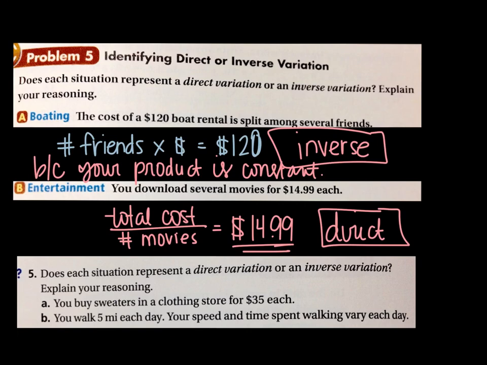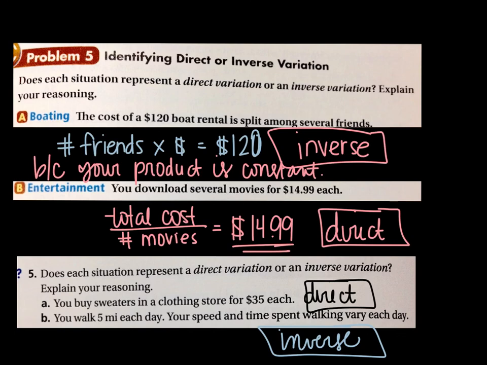So example 5, I want you to try those two. Pause the video and I'll give you the answers. All right, A is a direct variation because the ratio of the total cost to the number of sweaters bought is constant. And then B is an inverse variation because the product of your speed and time spent walking is a constant. You're always walking the same distance every day.